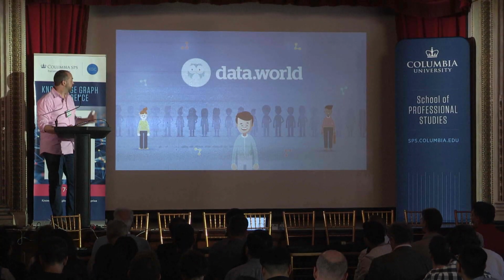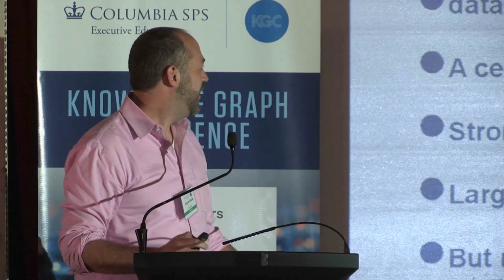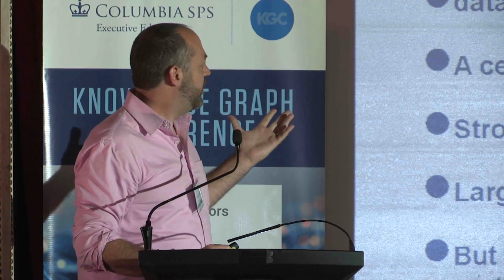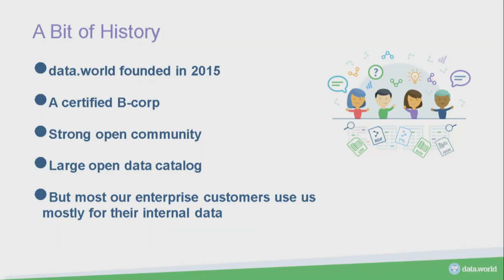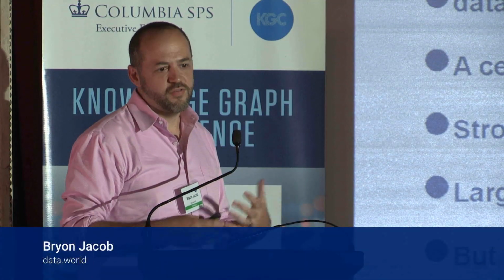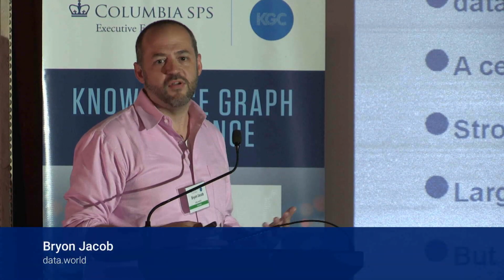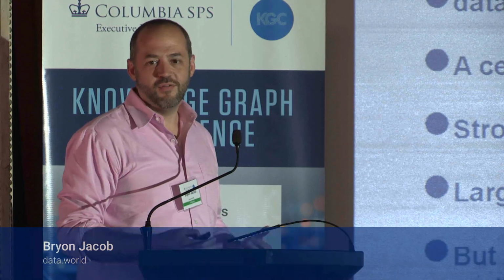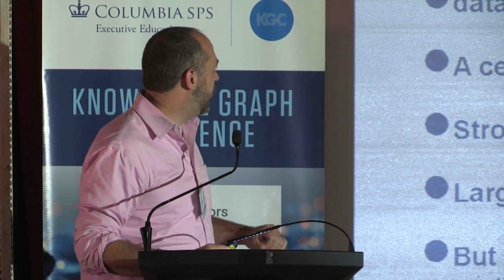All right, so I'm still Bryon from Data.world. Hello again. So just a real quick history of the company. We founded the company in 2015. We're a certified public benefit corporation. How many of you are familiar with that structure? It basically means in almost every way we're a totally normal C corporation, but as part of the corporate charter, we have a public benefit statement that allows us to make fiduciary decisions based on more than just fiduciary responsibility to the shareholders.